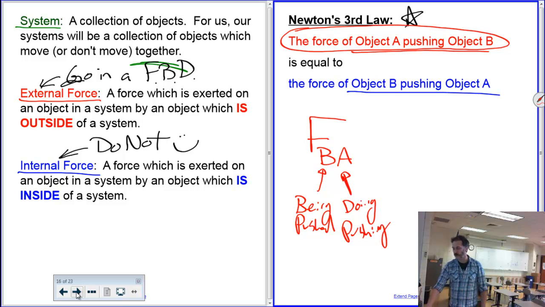Okay, so Newton's third law says that the force on object B by object A is both equal and opposite to the force on object A by object B.